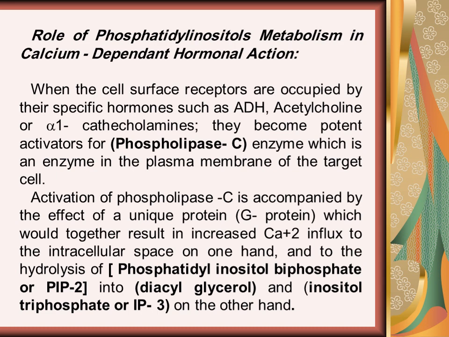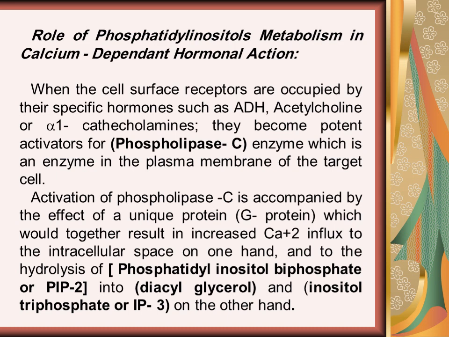What remains is the role of phosphatidyl inositol metabolism in calcium-dependent hormone action. When the cell surface membrane receptors are occupied by their specific hormone, such as ADH antidiuretic hormone, acetylcholine, or alpha-1 catecholamine, they become a potent activator for phospholipase C, which is an enzyme in the plasma membrane of the target cell.